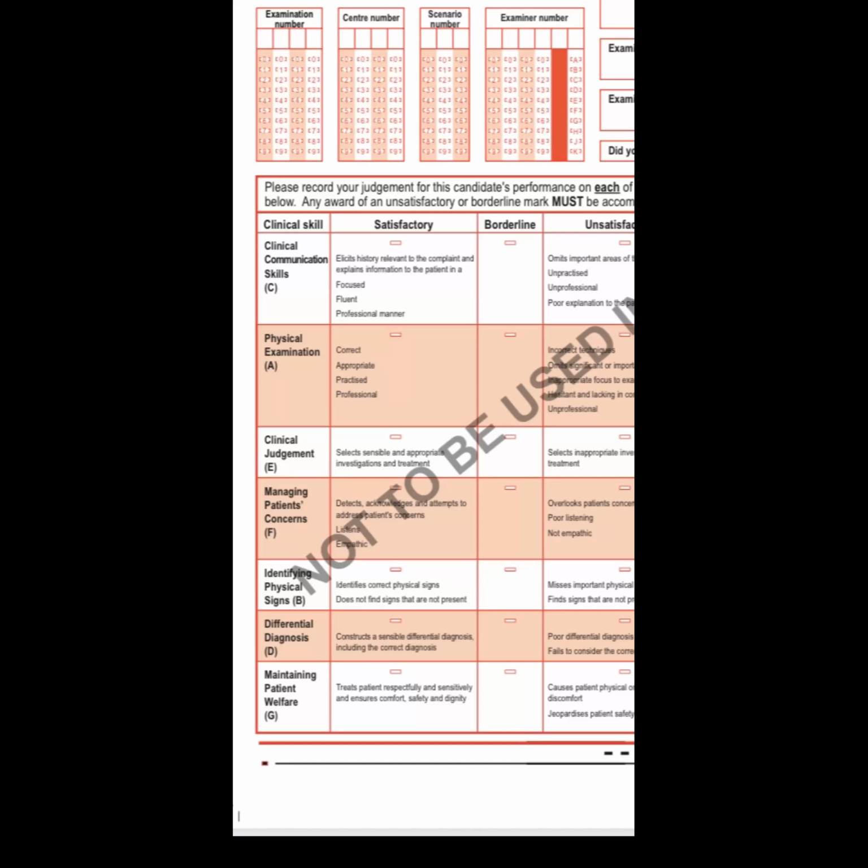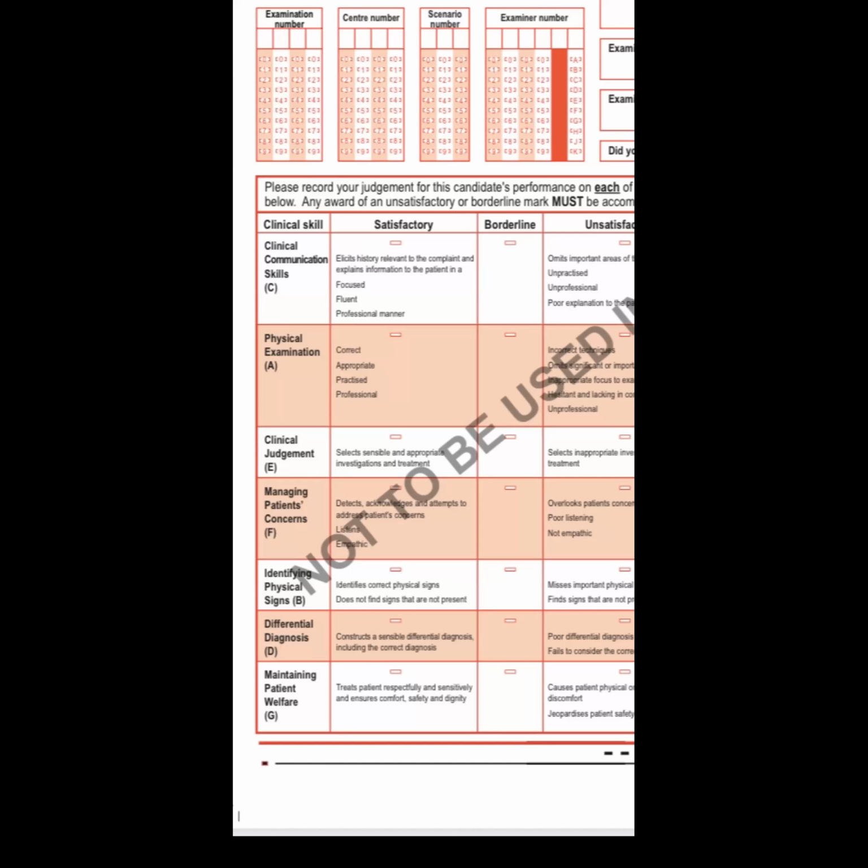Then you have the last skill, which is maintaining patient welfare. As we have discussed, this is the last skill you'd like to lose marks on. Why? Because it is very easy to get the full mark, 32, and very easy to fail this skill.